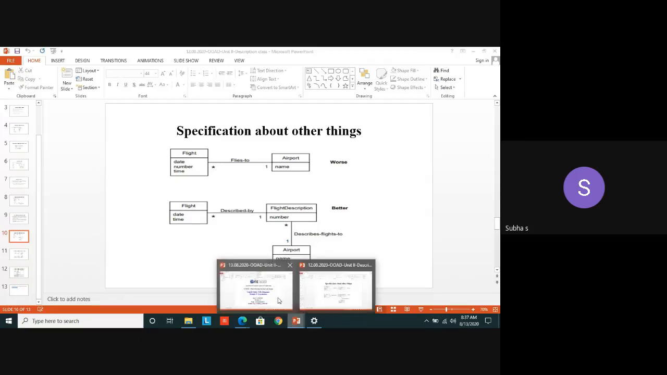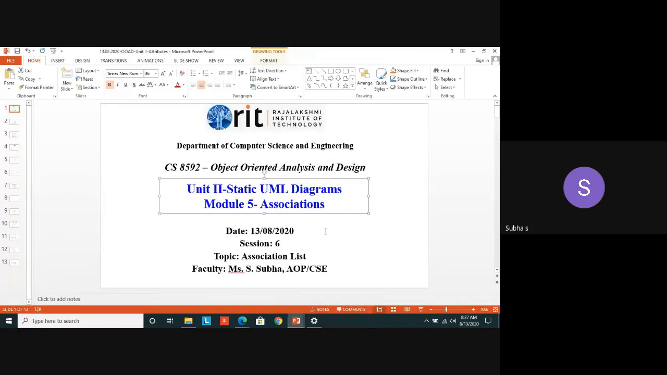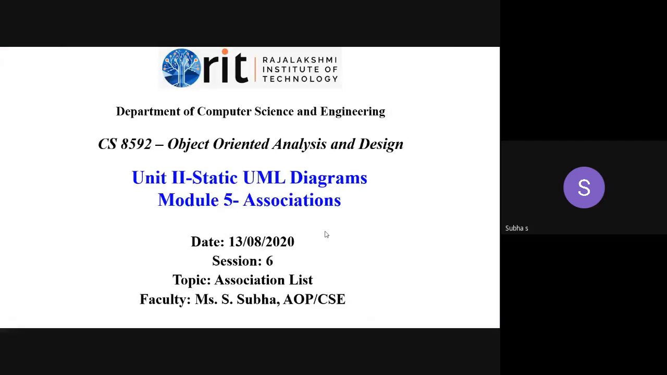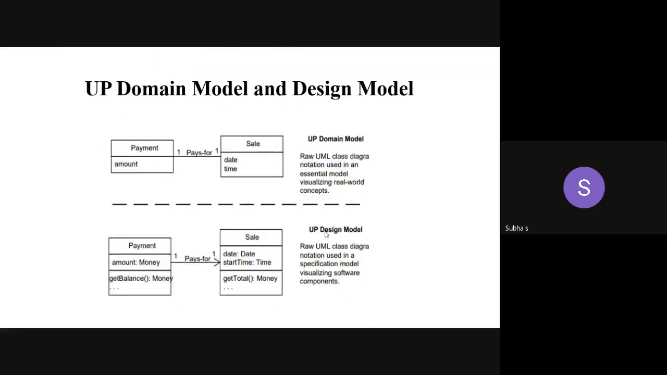Now we are moving into the domain model and design model. Yesterday I mentioned this diagram. You notice the difference between the domain model and the design model. A domain model is the visualization of a real world thing, a real world object, or any real world concept. You are going to visualize it using the class diagram, just mentioning the class name and the attributes. That's enough for the domain model.